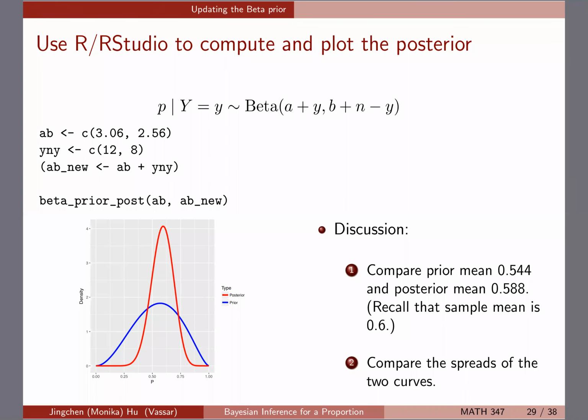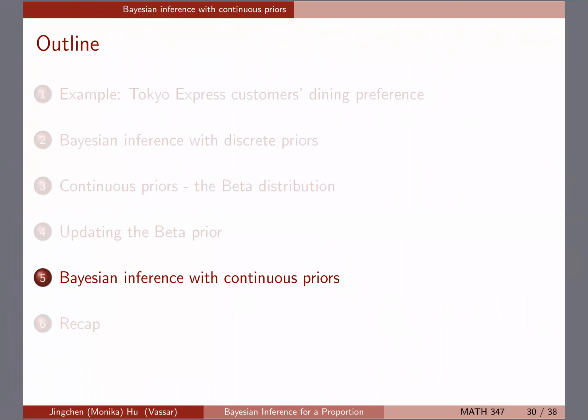We don't have much time left, but I do want to at least talk a little bit about different ways of doing Bayesian inference with a continuous prior, and whatever is not done today, we're going to carry over to Thursday.